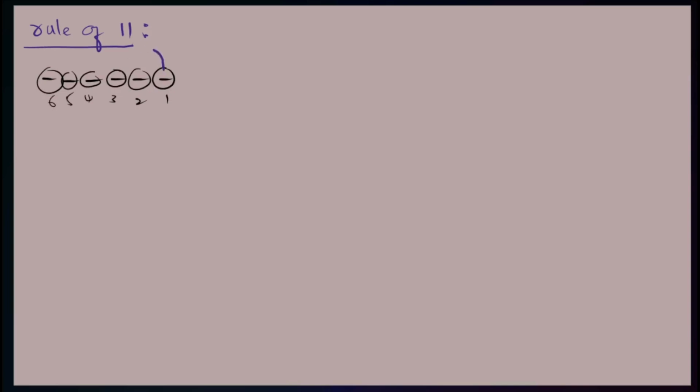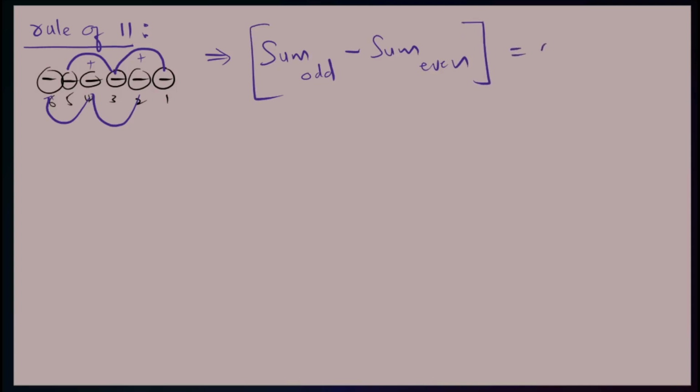Sum of the digits in the odd places minus sum of the digits in the even places should be divisible by 11 or it should be 0. I repeat, sum of the digits in the odd places minus sum of the digits in the even places should be either 0 or any number which is divisible by 11.